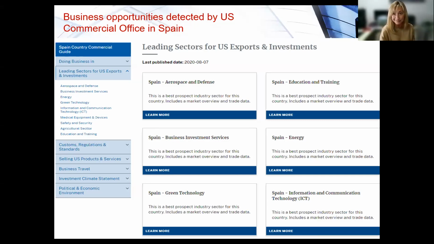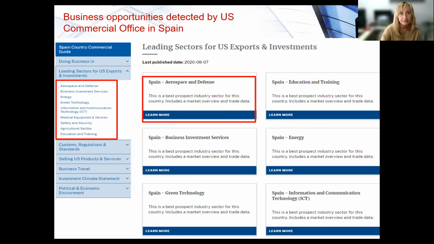This is your webpage, okay? For getting information and being able to prepare all the commercial intelligence before you start the adventure of exporting to Spain. Okay, very interesting. Okay, here you have all the leading sectors. Okay, for example, aerospace and defense.